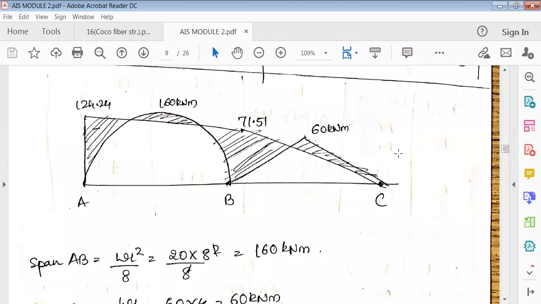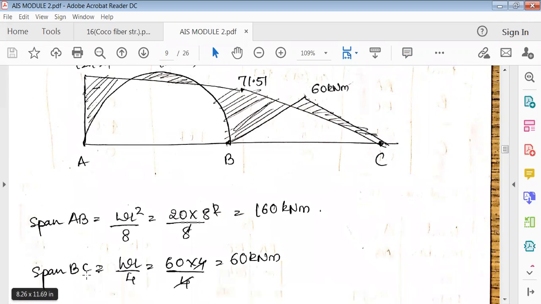So when you're drawing the bending moment diagram, it is first AB. AB is a UDL, so it is WL square by 8. So WL square by 8 is 160. So draw a parabolic curve. Next, span BC is WL by 4. So WL by 4 is 60 kilonewton.